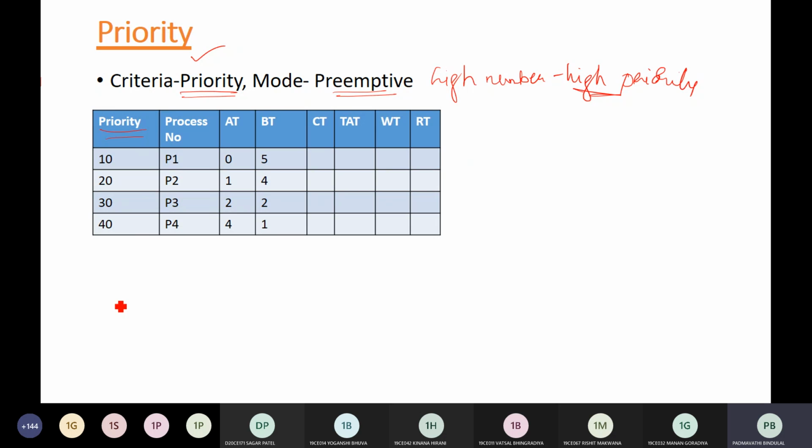Let's consider this case. Again we have to get started with the Gantt chart. So you are in the 0th instant. First, in the 0th instant, you see how many processes are there in your system. You have a P1 process and only one process. So when you have only one process, there is no question of any competition. So you are executing your P1 process.